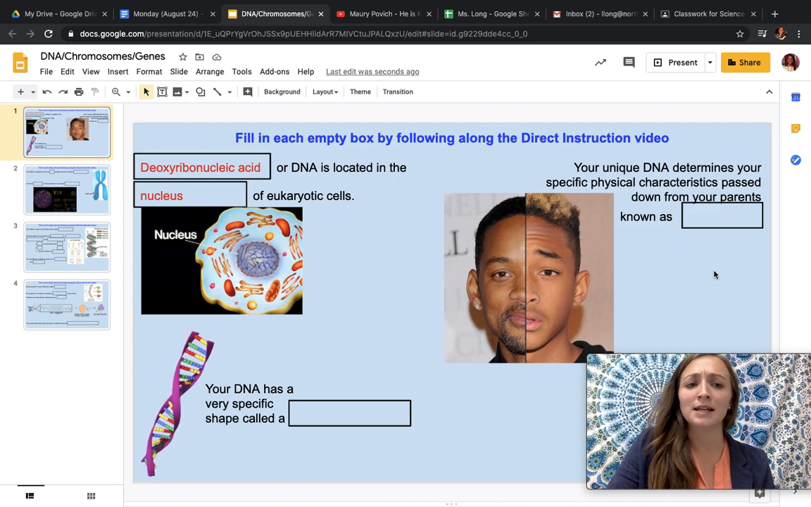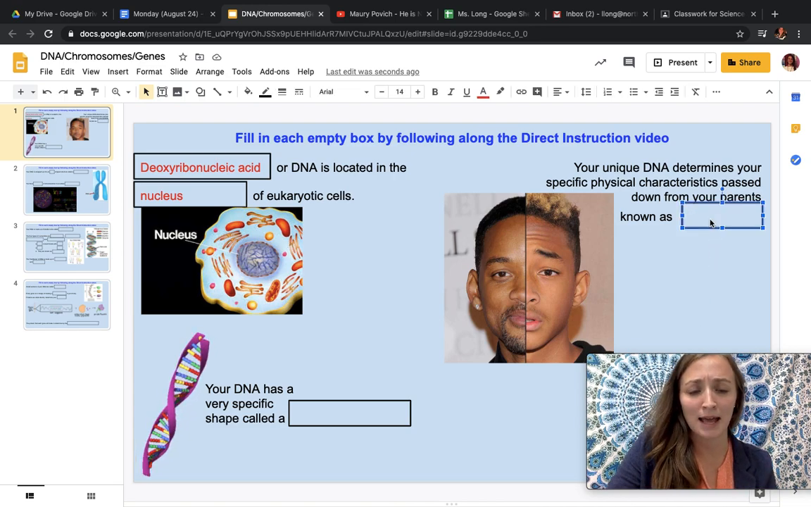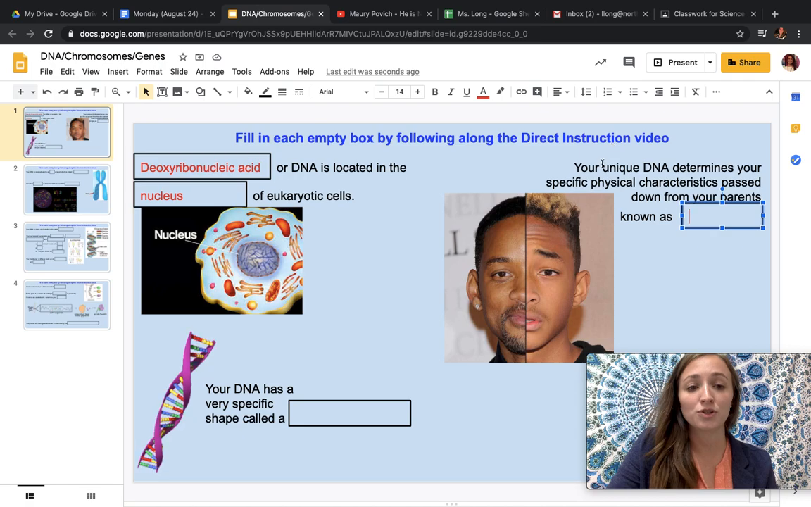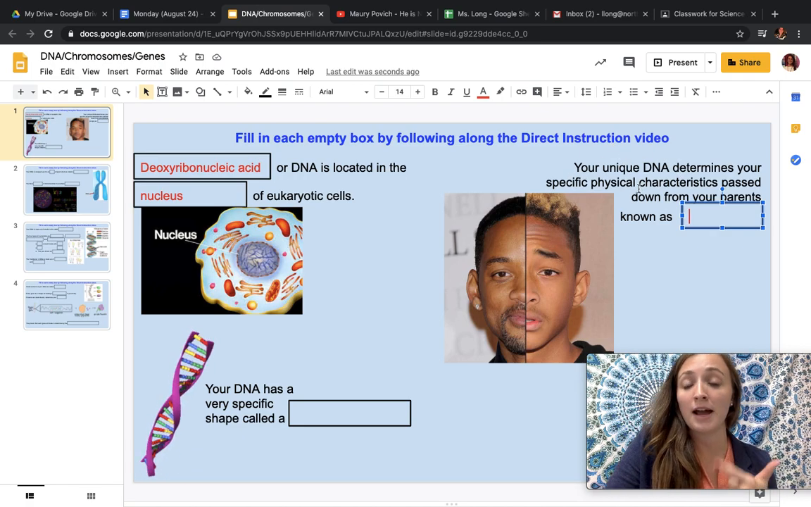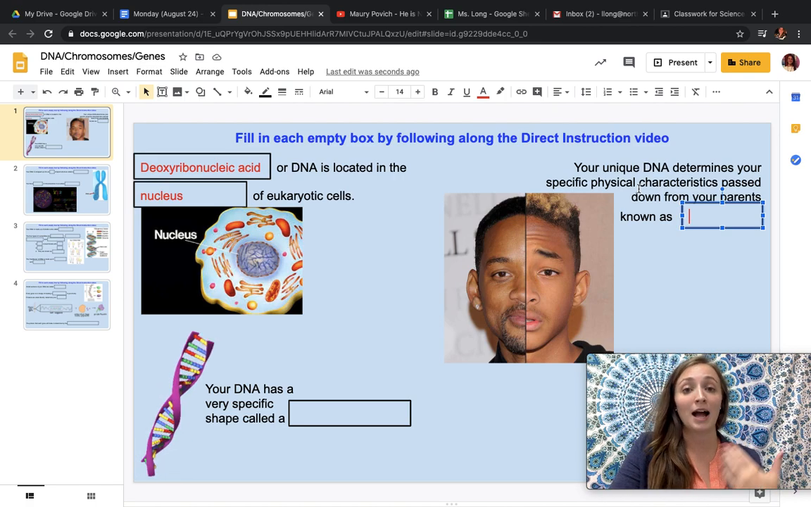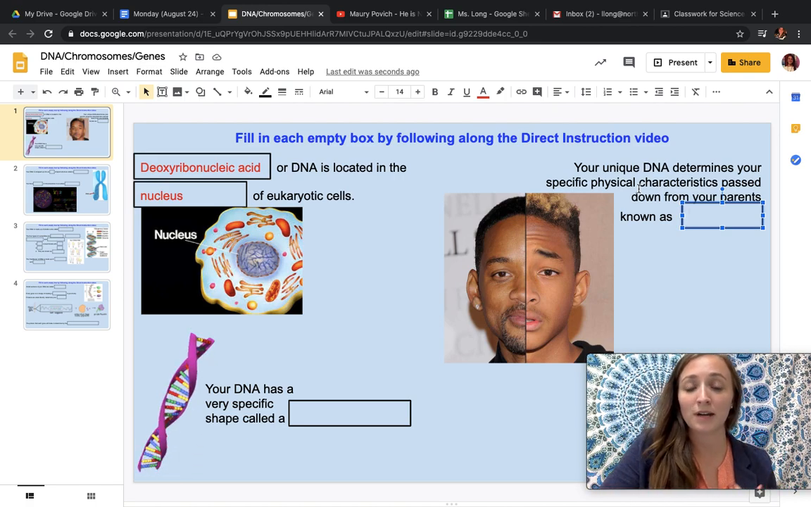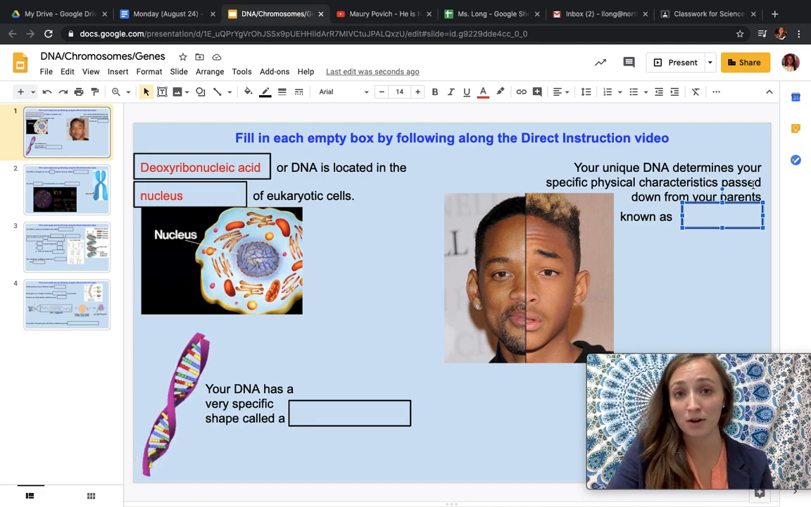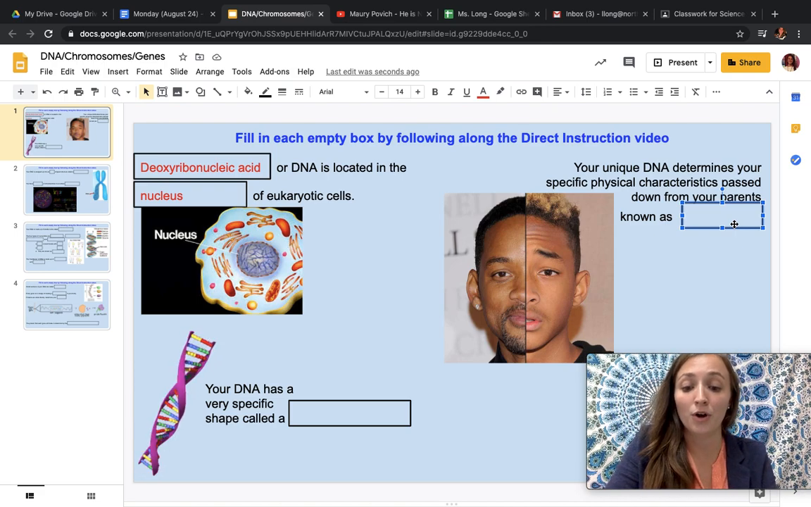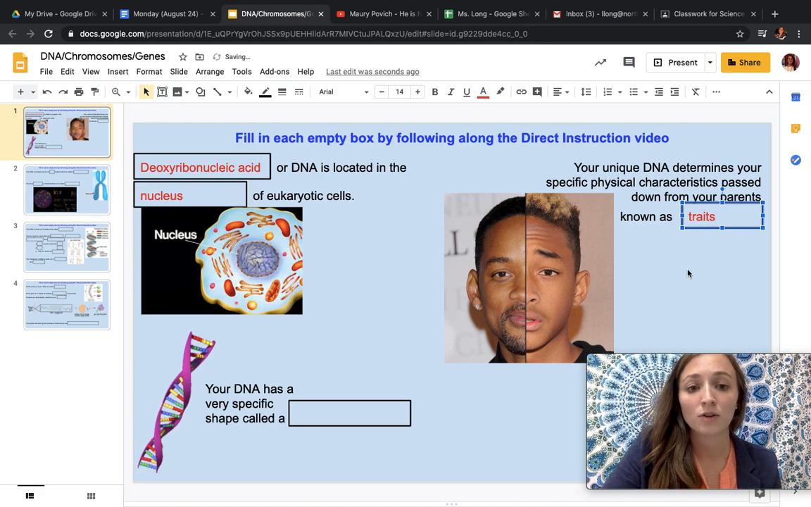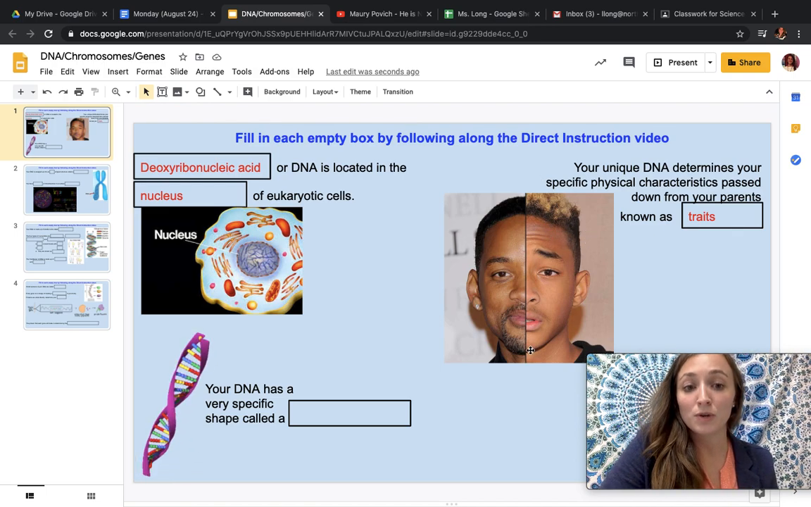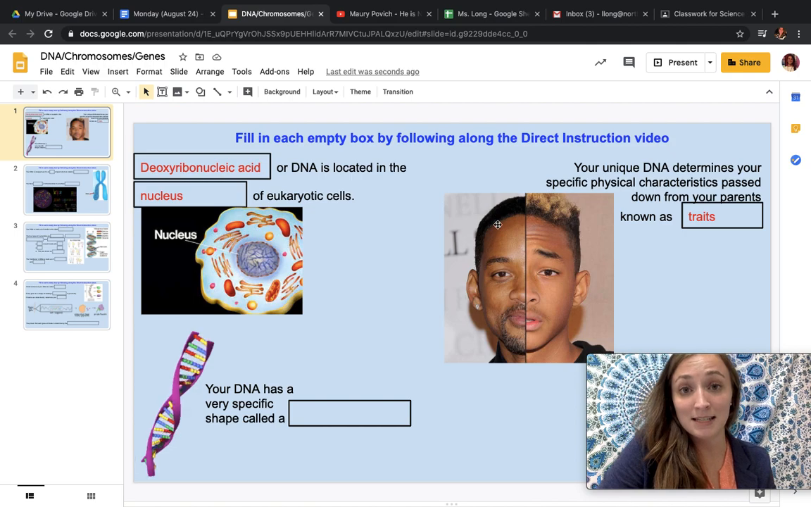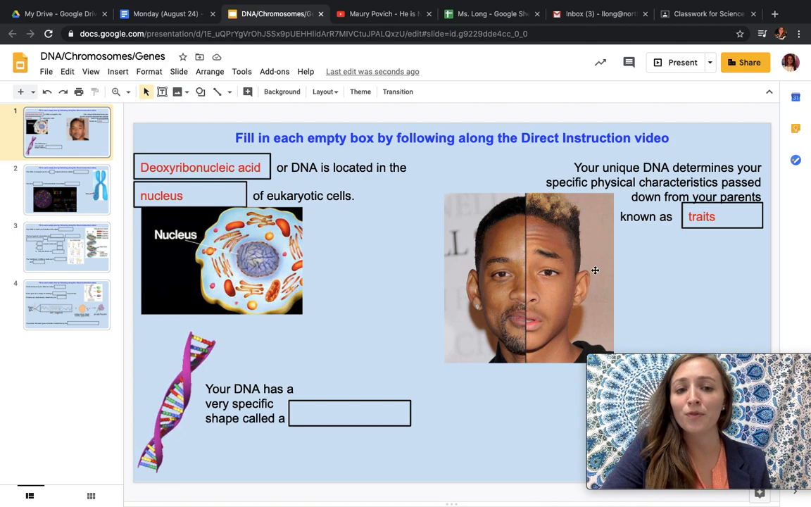So what is DNA? So your DNA determines your specific physical characteristics. So your eye color, your hair color, your skin color, your height, any of your specific physical characteristics that are unique to you, and they are passed down from your parents. So these are what are known as traits. So for example here, we've got Will and Jaden Smith. You can see, since they're related, Jaden got his DNA from Will, so they look the same.